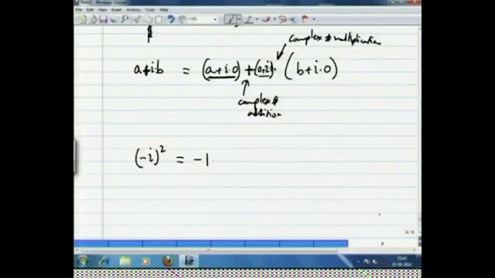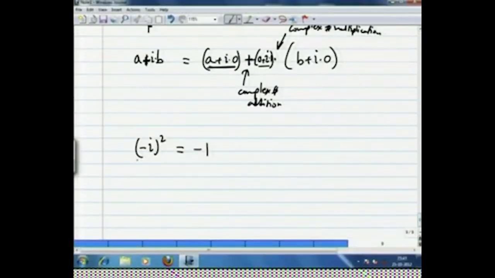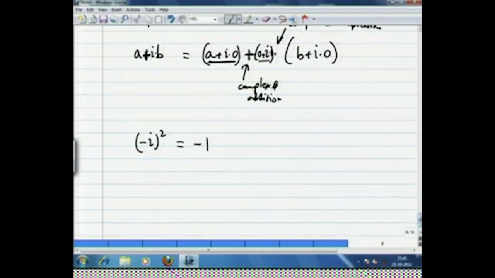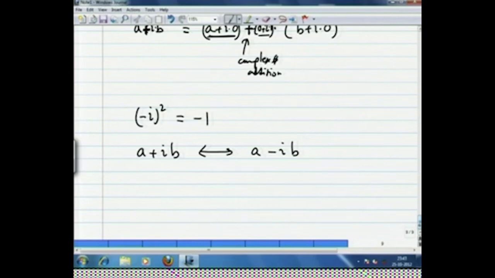Okay. So, notice that a plus ib, well, notice first that minus i squared is also equal to minus 1, and so minus i could have equally done the job as I did. So, with that as motivation, we will look at a plus ib transforming itself as a minus ib. So, we could have started off by a parallel definition or specification of a complex number as a minus ib instead of a plus ib.